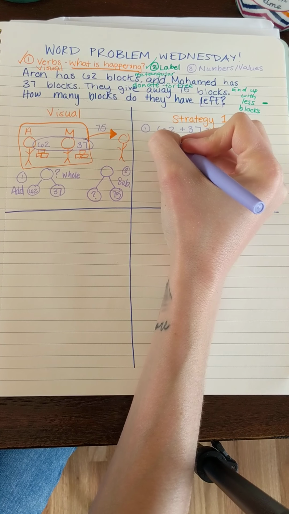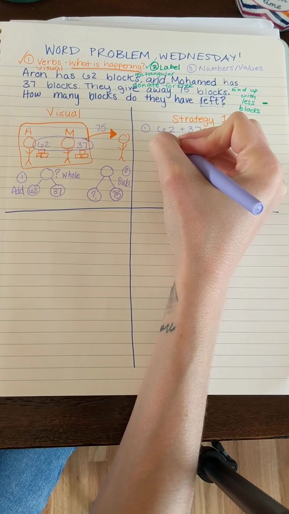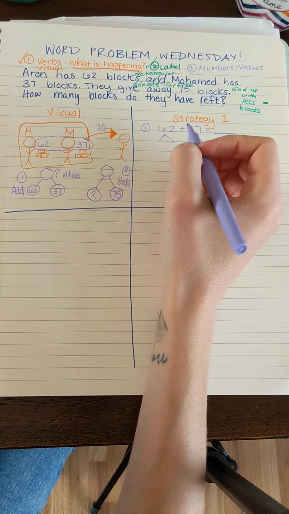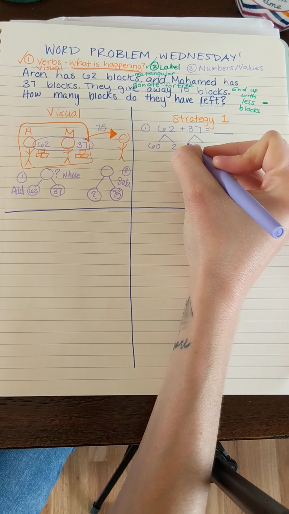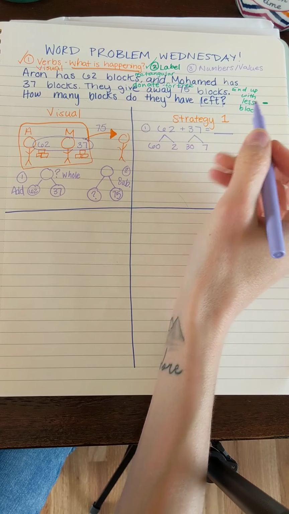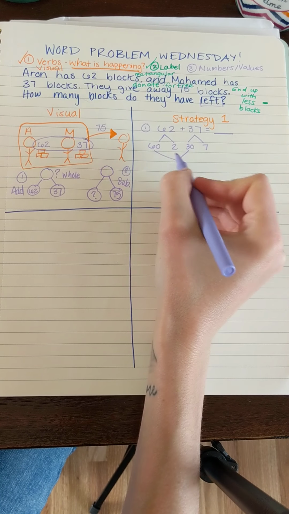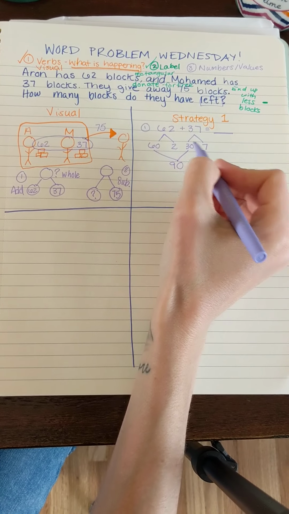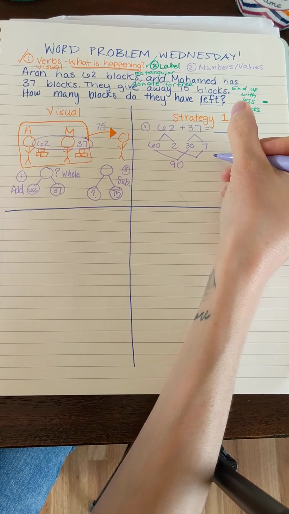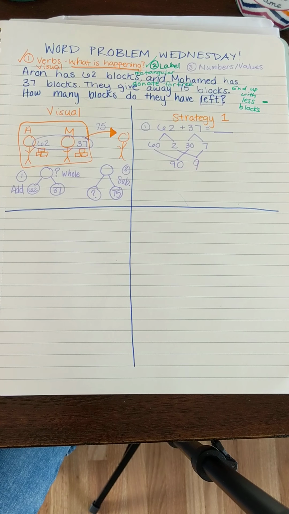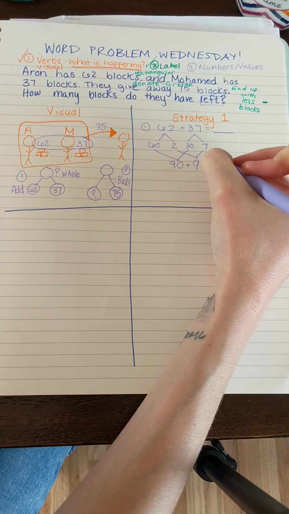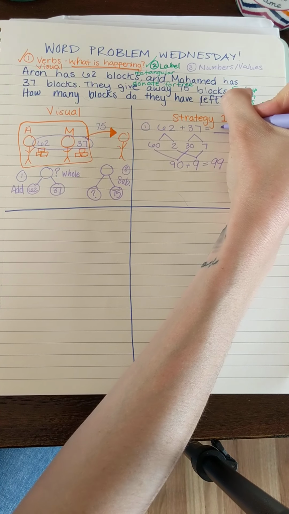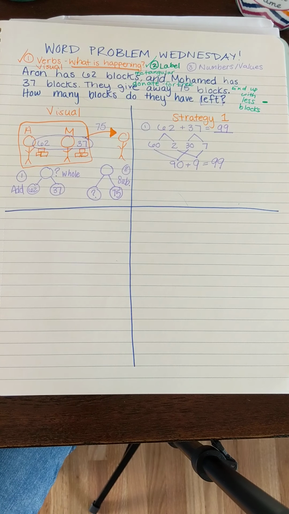So I'm going to take these two numbers and pull them apart into their tens and their ones values. So this is 62, which is 60 and 2. This is 37, which is the same as 30 and 7. And then I put my tens back together. 60 and 30 make 90, and my ones back together. 7 and 2 more is 9. Awesome. Okay, now it's a much easier number sentence. I know 90 and 9 makes 99. So I know that together, Aaron and Mohammed have 99 blocks.